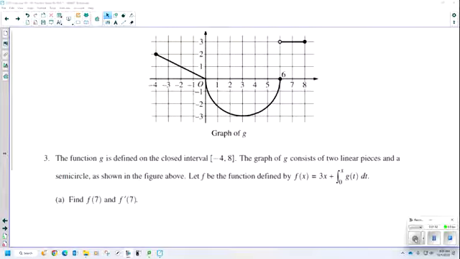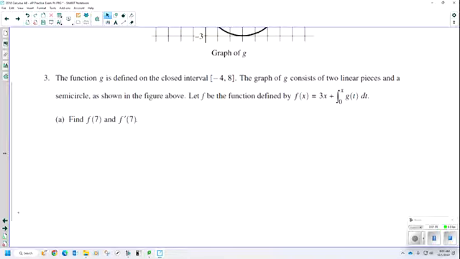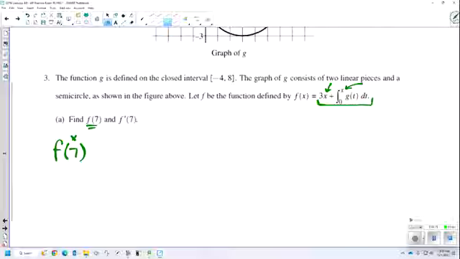First, let's find f of 7. If I'm going to find f of 7, that means I'm going to plug a 7 in for any x in my function right here. I have 2 places where there's an x. Here next to the 3, and here in the upper bound of my integral. So that's going to be 3 times 7 plus the integration from 0 to 7 of g t dt.